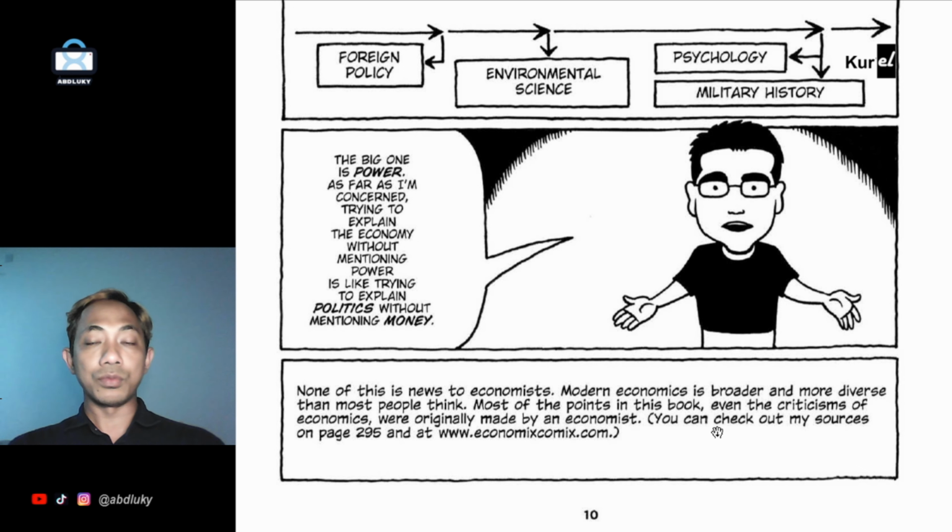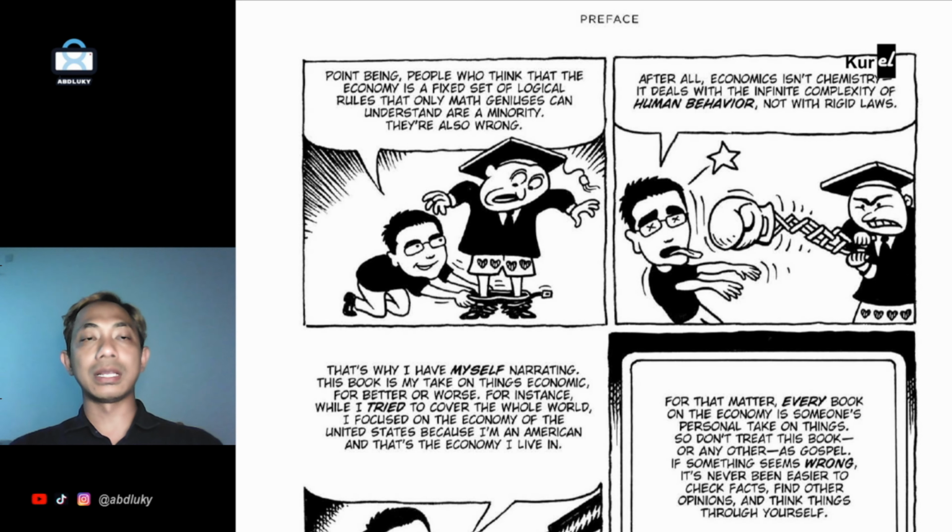So we can also check out the sources on page 295. This is the last page of the preface. So the point being, people who think that the economy is a fixed set of logical rules that only math geniuses can understand are a minority. They are also wrong. After all, economics isn't chemistry. It deals with the infinite complexity of human behavior, not rigid laws.